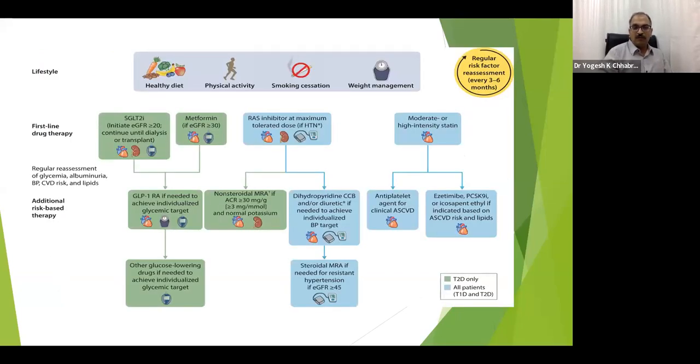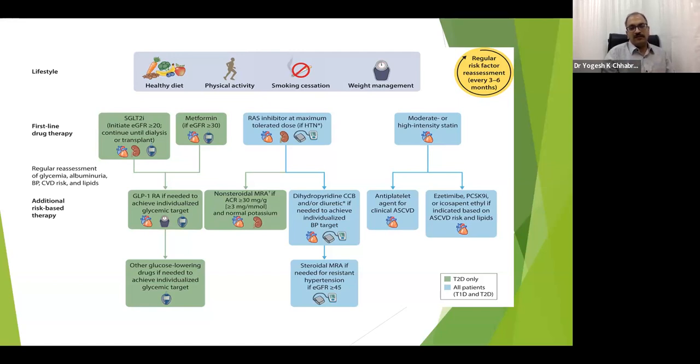Just to summarize, what we were talking about is healthy diet, physical activity, smoking cessation, and weight management. And as a first line drug, we would like to add SGLT2 inhibitors or metformin. We have to be careful. The SGLT2 inhibitor can be initiated if the GFR is above 20, as has been shown in trials with empagliflozin. Metformin should be added once the GFR is above 30. Below 30, there are no guidelines supporting the addition of metformin at present. And the SGLT2 inhibitor should be continued until dialysis or transplant is to be done.